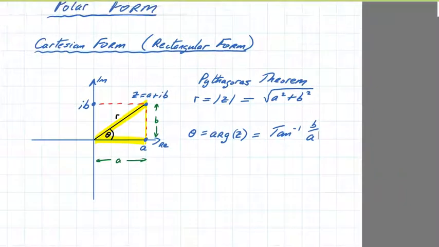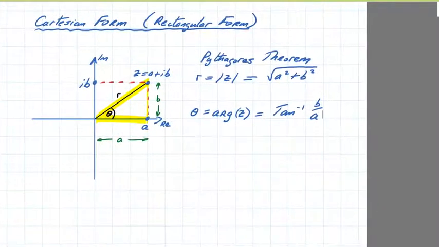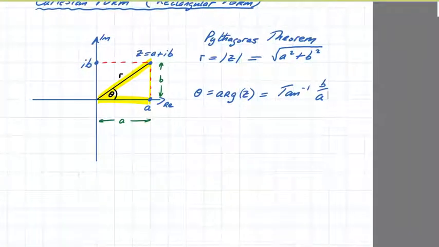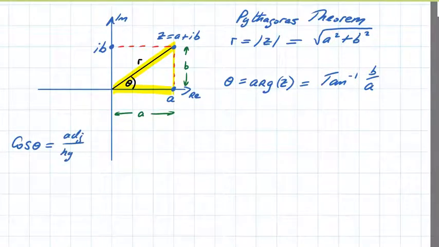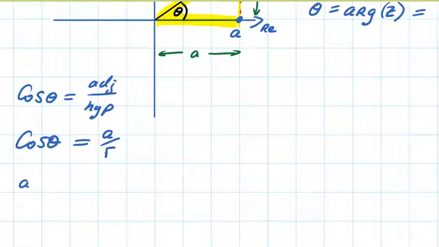And now we can come down and use trigonometry to go a bit further. So over here, for example, we can say that the cos of theta is the adjacent over the hypotenuse. So the cos of theta from the diagram is the adjacent, which is the length a here, over the hypotenuse, which is r.